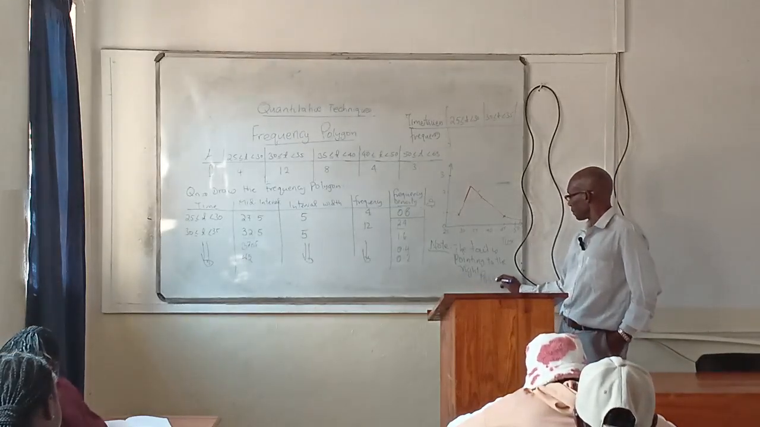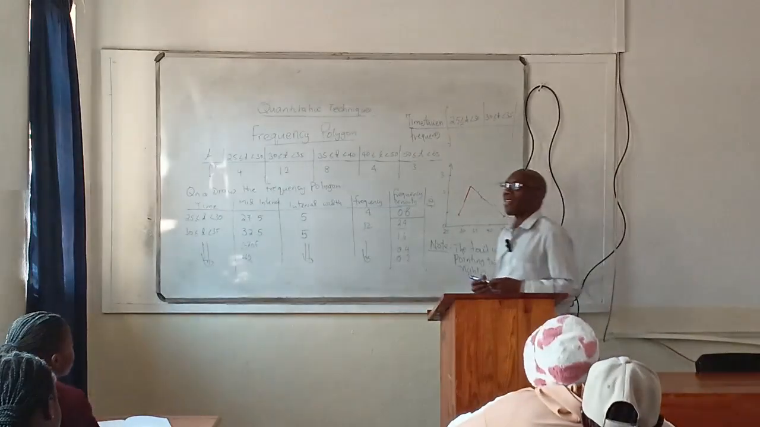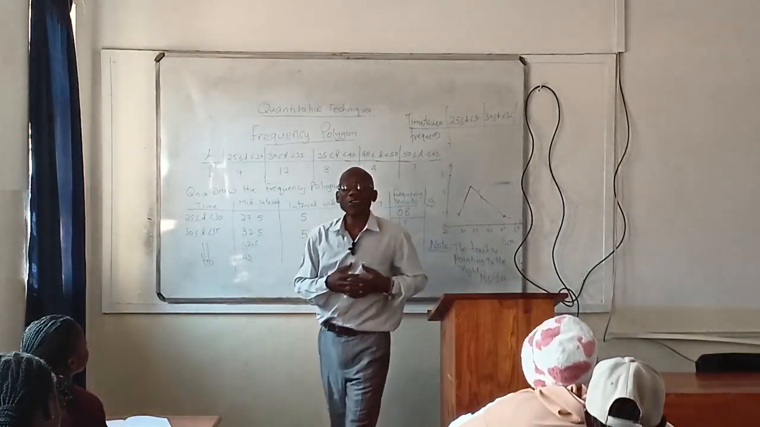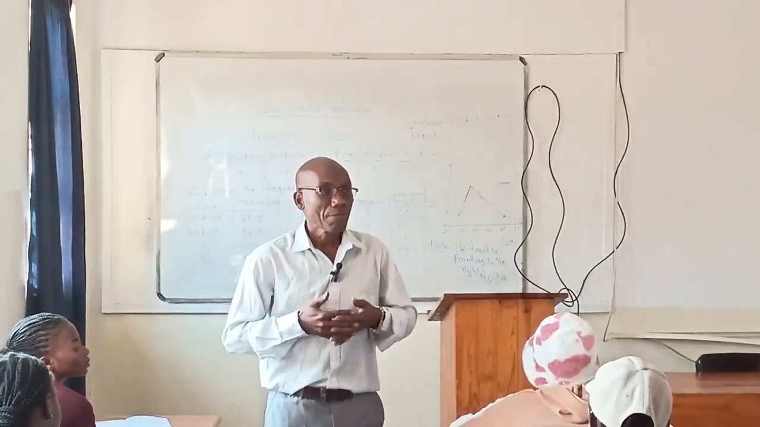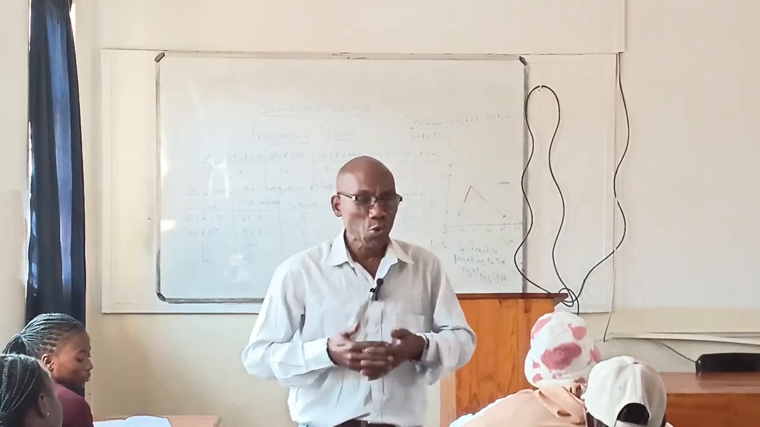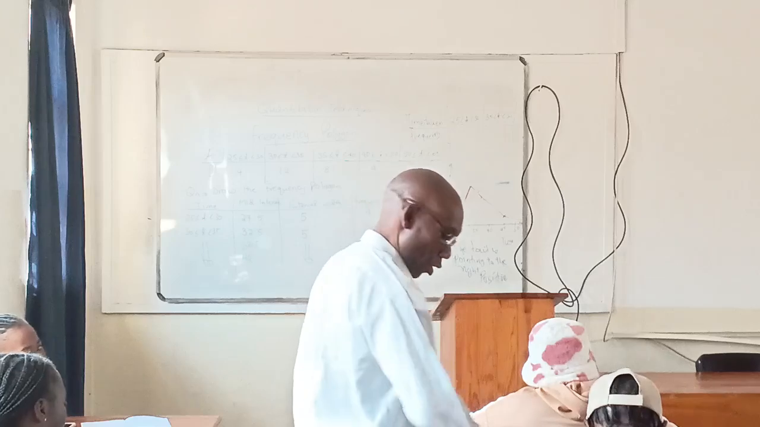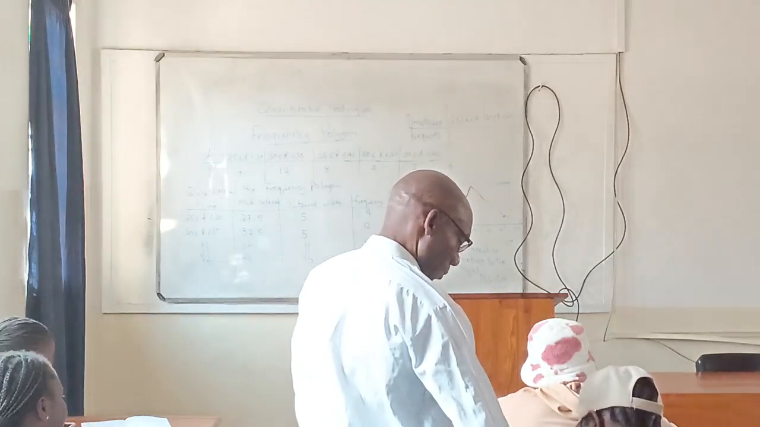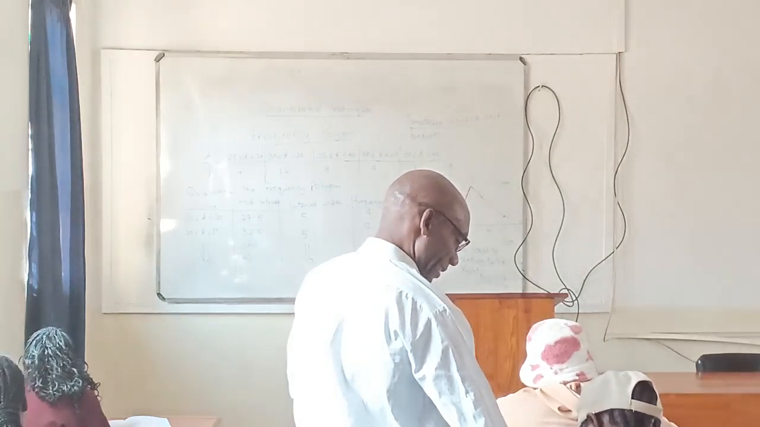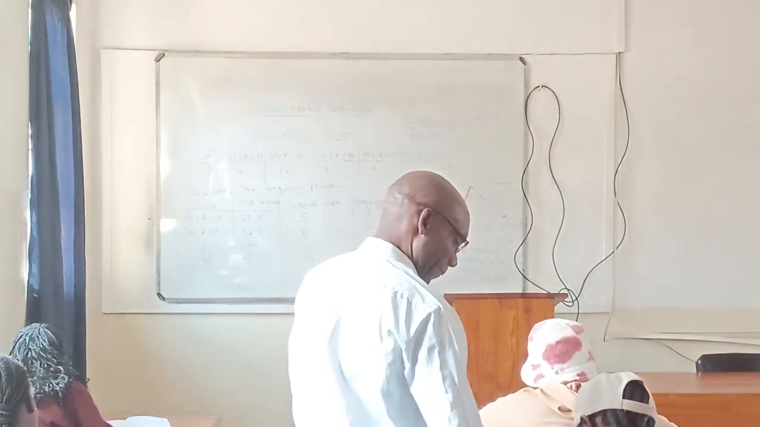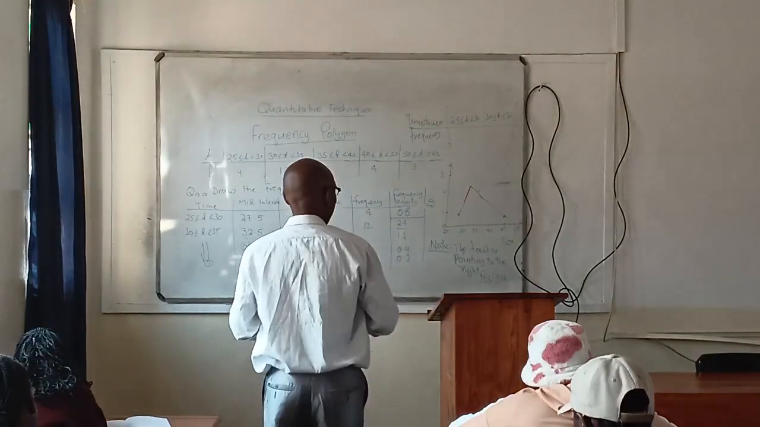So, this is what is called positive what? Positive skewed. Positive skewed means that the tail of the polygon is pointing to the right. Right? If you look at your diagrams, it means that the tail is pointing to the what? Right. Therefore, it is positive what? Skewed. Clear?